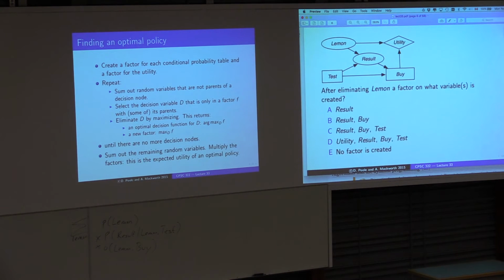We're just going to go through the algorithm. After eliminating lemon, a factor on which variable or variables is created? So what is the factor we create? We're a little bit way through this algorithm here. Actually, we're just at the first line of the repeat. We're summing out a random variable, creating a factor. I want to know which factor is created.